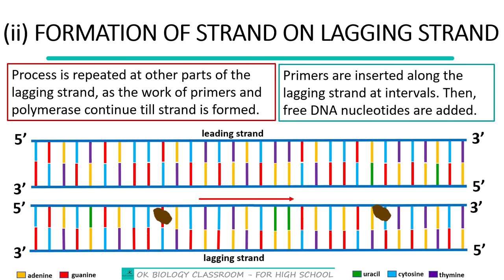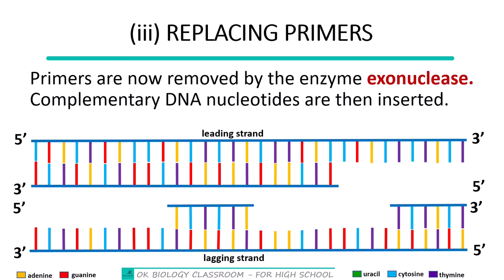Okay. So now we can see that both the leading strand and the lagging strand have free nucleotides inserted or paired against each of them. So new strands have been formed. But the only problem is that the new strands which have been formed are made up of primers as well as DNA nucleotides. So the next action is that these primers would have to be removed. The primers are removed by an enzyme called exonuclease. So after exonuclease has removed all the primers, then DNA nucleotides are inserted by the DNA polymerase.